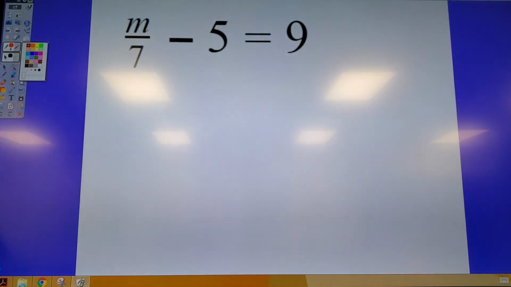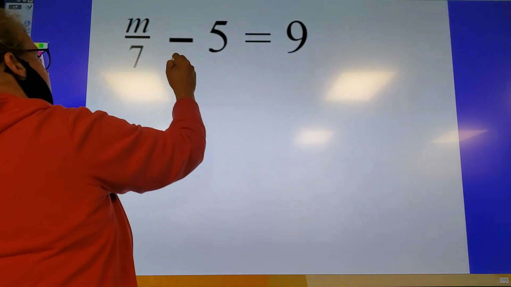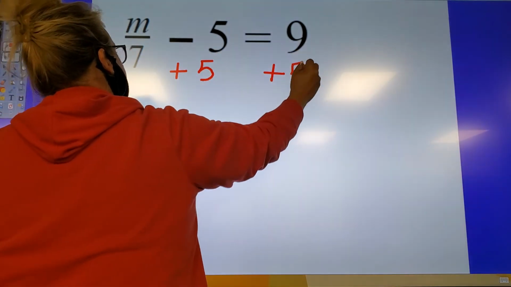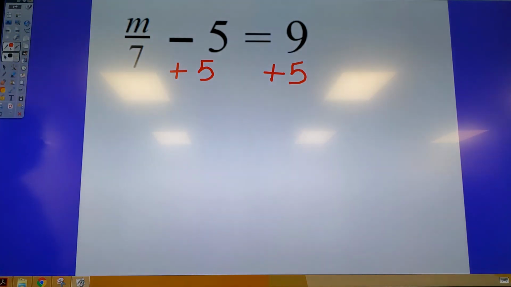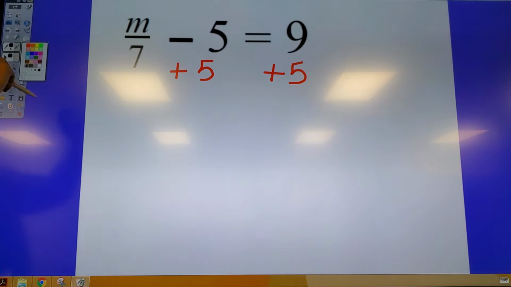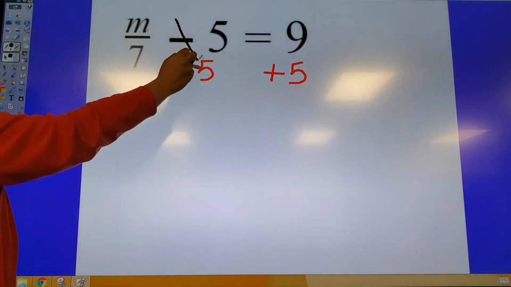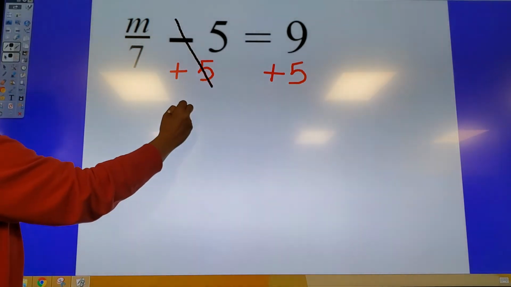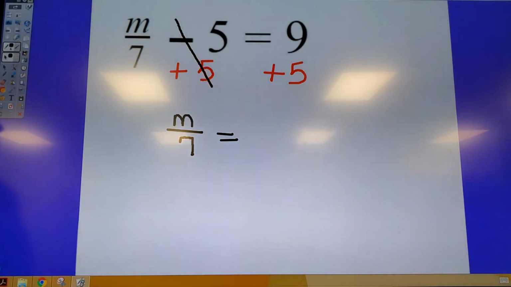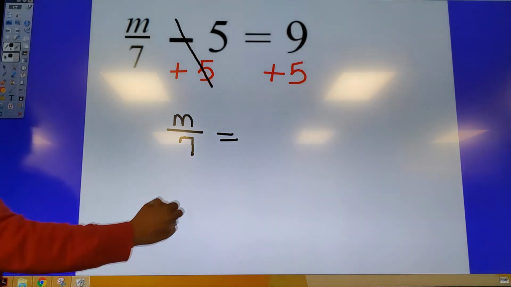What's your first step going to be? Adding 5. Adding 5, okay? So we want to do plus 5 over here and plus 5 over here. So minus 5 plus 5 cancel. Bring down your m over 7 equals 9 plus 5 is 14.